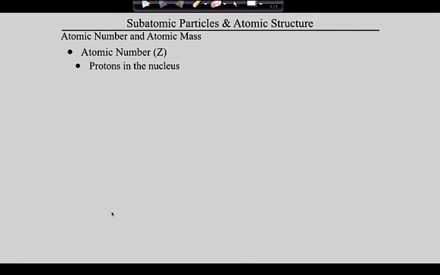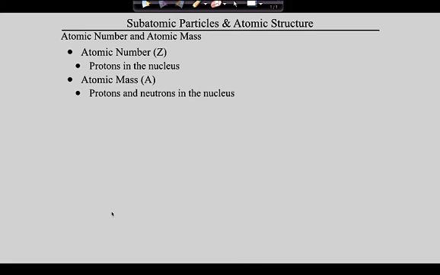But then, of course, we know it's also the number of electrons in orbit because protons and electrons are the same. And the other number that you need to know is the atomic mass. It is abbreviated A. And the atomic mass is the number of protons and neutrons in the nucleus.